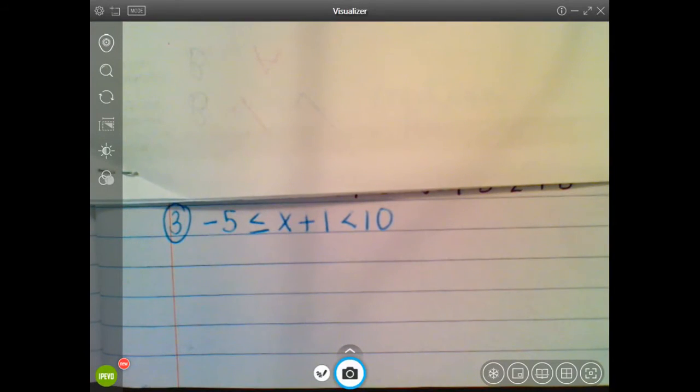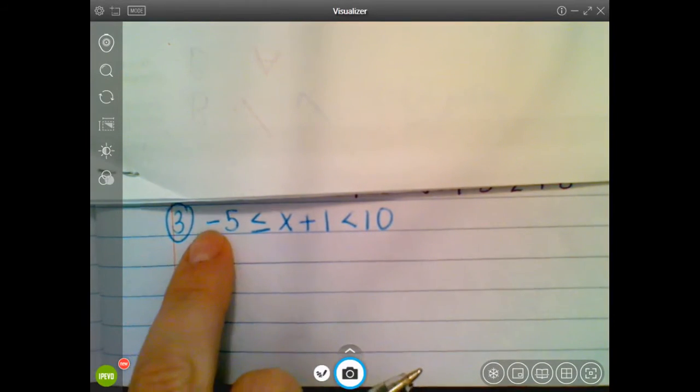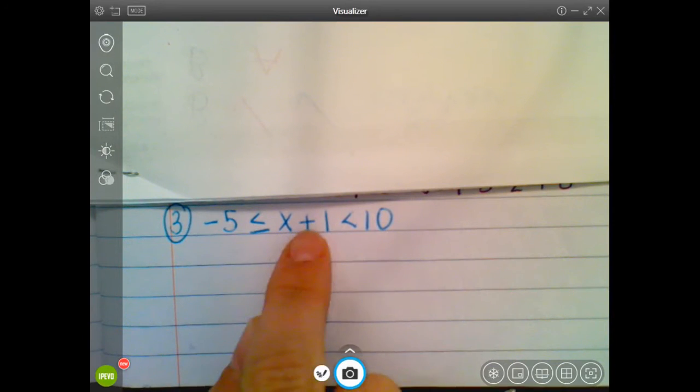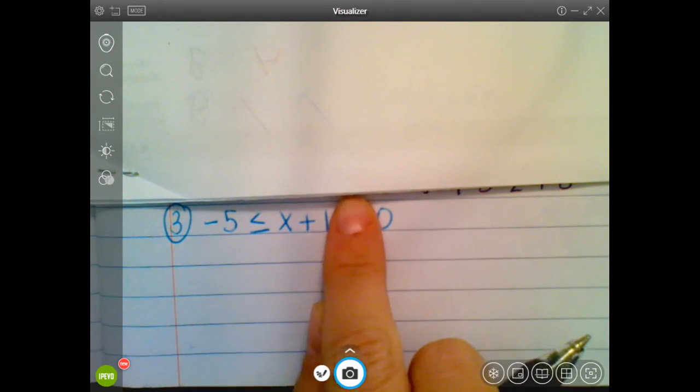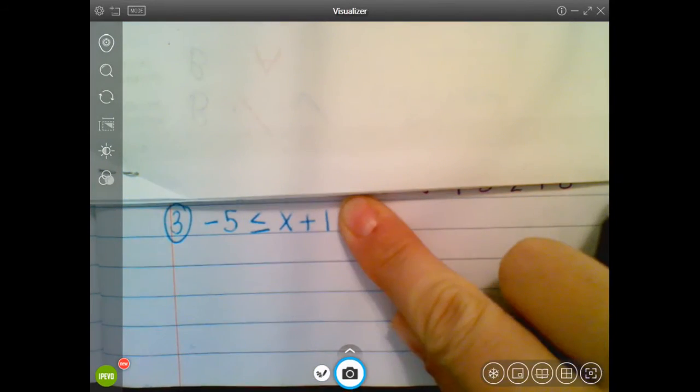Okay, this is the last type of inequality, and this one looks a little bit different. You'll notice you don't see any words here at all, so that's why it looks different. So here's what I try to explain to people. Pretend that, so this says negative 5 is less than or equal to x plus 1, and then there's another inequality. So I'm going to pretend it doesn't exist. So you see that equation?